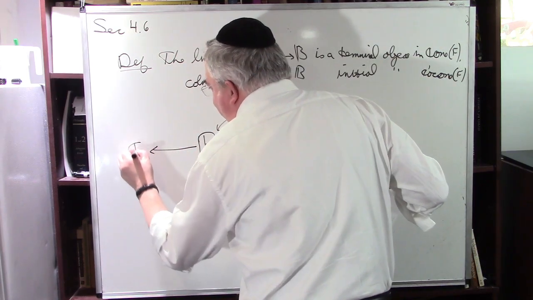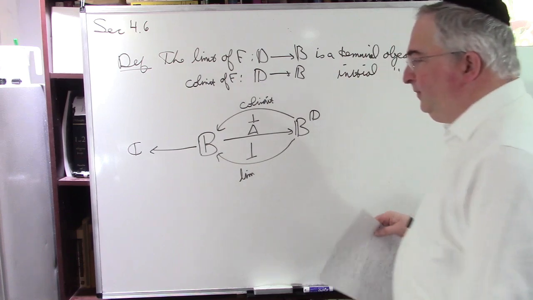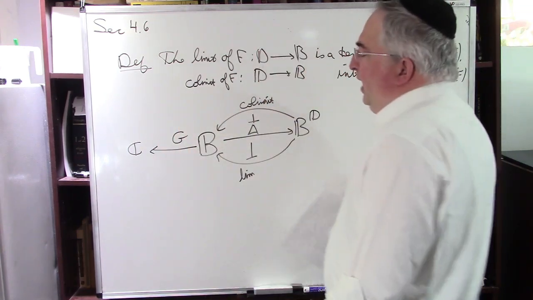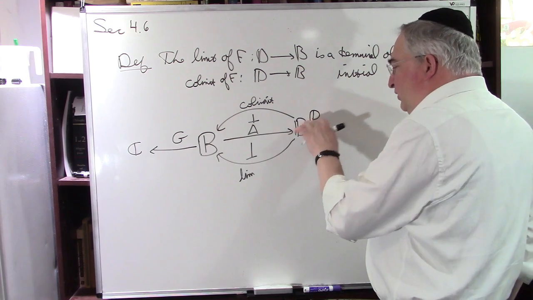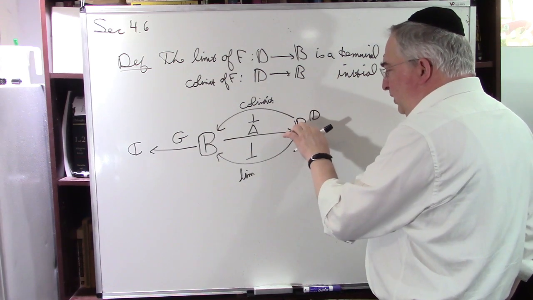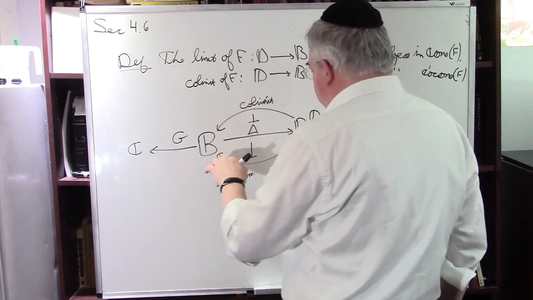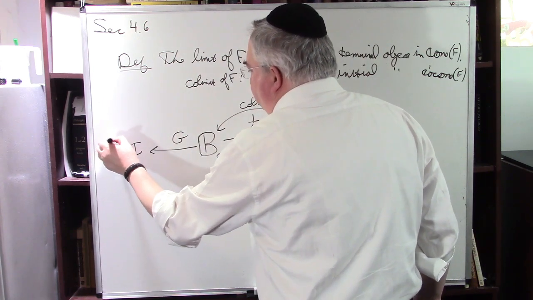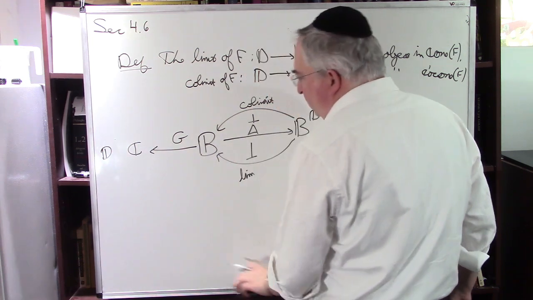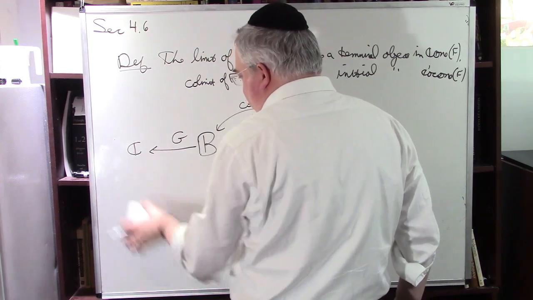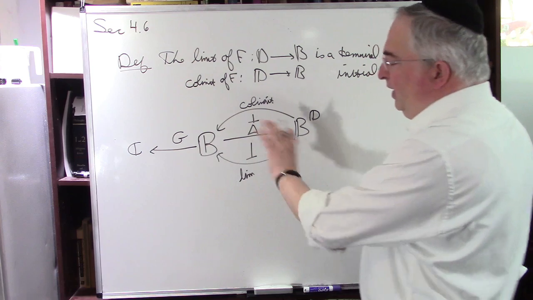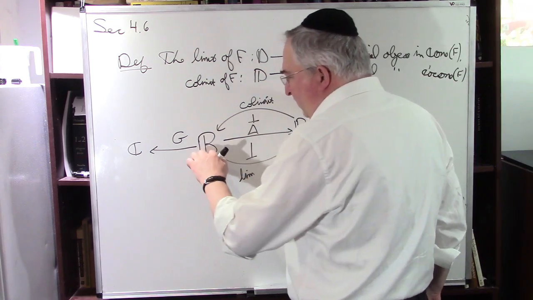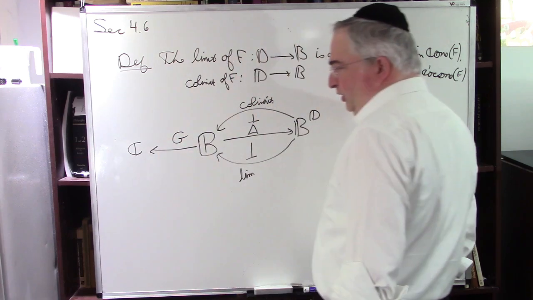Let's say you have a functor from B to C, and we'll call it G for a second. What you can do is, not only can you have a diagram from D to B, but you can also talk about diagrams from C to D. What we can ask is whether or not limits are preserved by G.